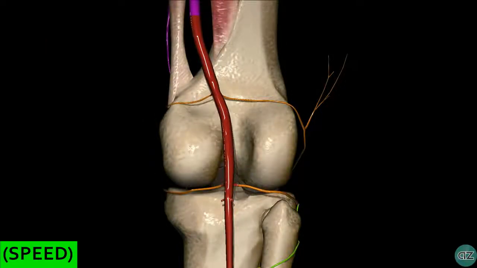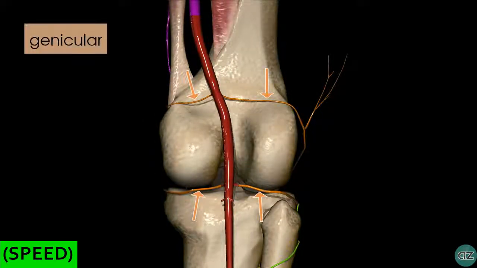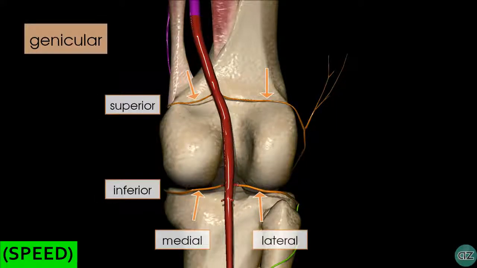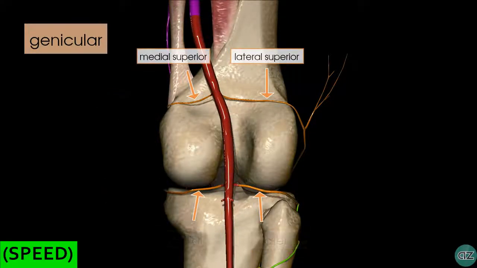So I've just zoomed in a little bit closer, and we're now looking at the genicular arteries which are branching off the popliteal artery. So as you can see, you've got a superior and inferior set of genicular arteries, and you've got genicular arteries on either side. So you've got medial and lateral genicular arteries. So at the top we've got the lateral superior genicular and the medial superior genicular, and at the bottom we've got the lateral inferior genicular and the medial inferior genicular.